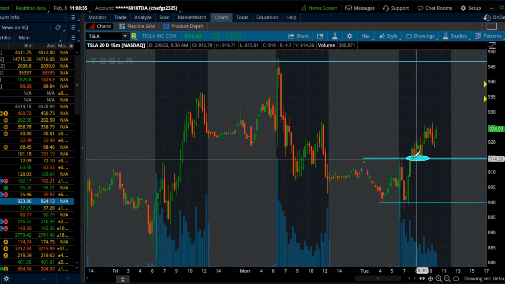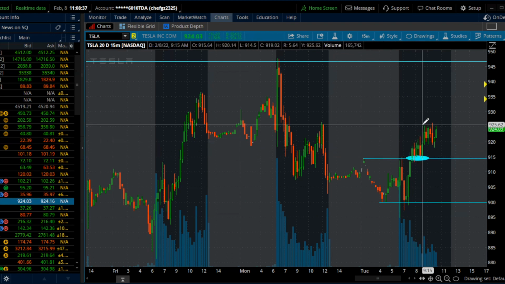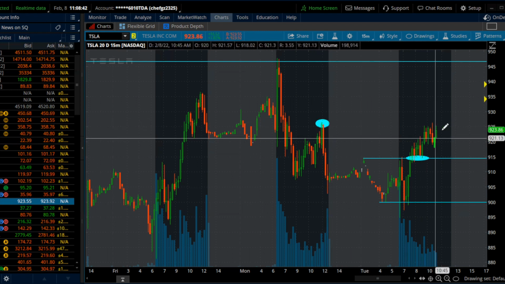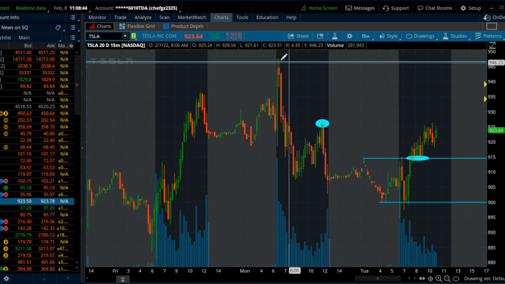Right here, look, it held support. So anybody could have entered here and then ended up taking profit. Where? What did we just talk about? The previous day rejection. Now, if this were to continue, the next target would be up here.